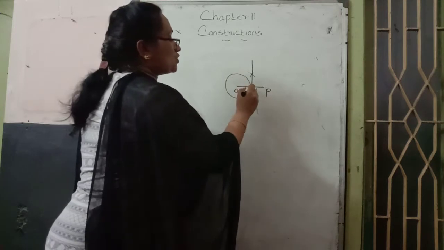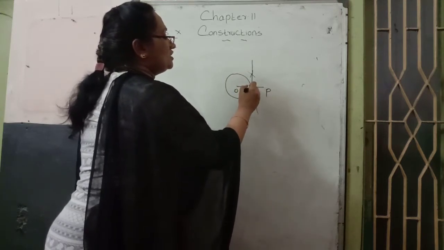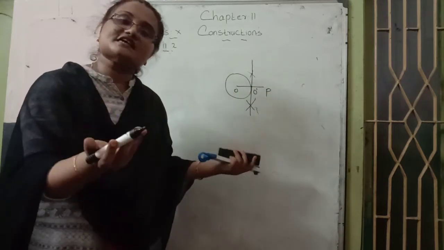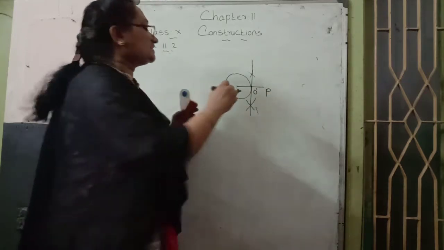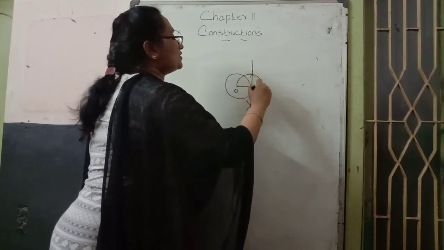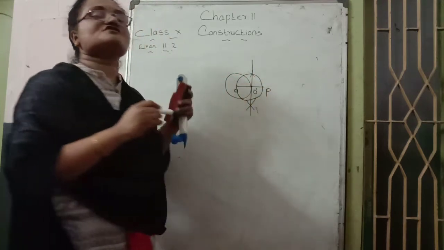Then always with O dash as center, take the distance O to O dash, or O to P. Why? Both are the same distance, the same radius. Then, taking O dash as center with the compass, draw a second circle in this way.